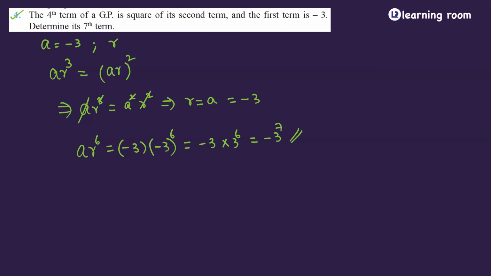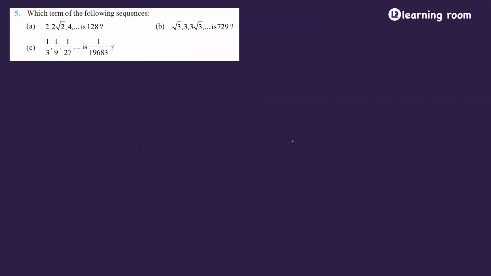Clear? Shall I proceed? Right. So the fifth one is: which term of the following sequences? In the first one it is 128. In the second one, in this sequence, which term is 729? In this sequence, which term is 1 by 19683?